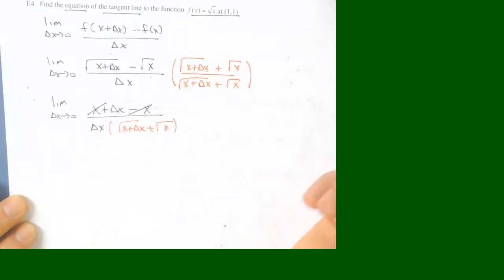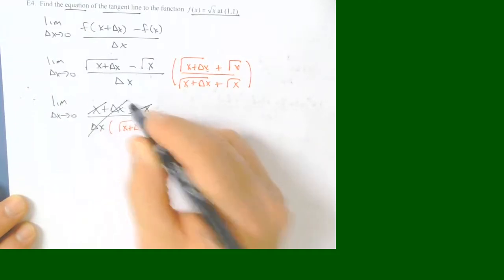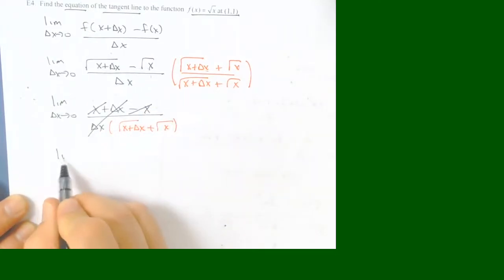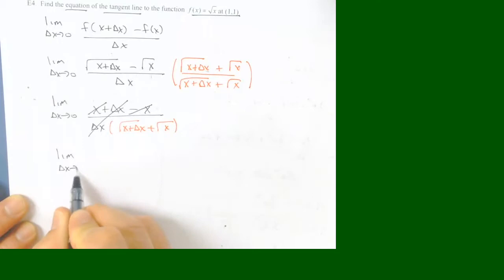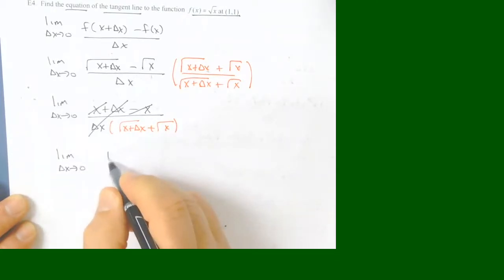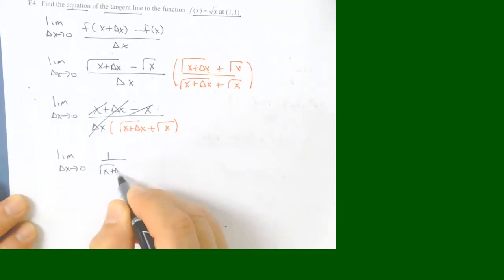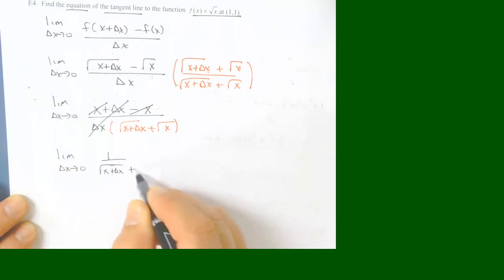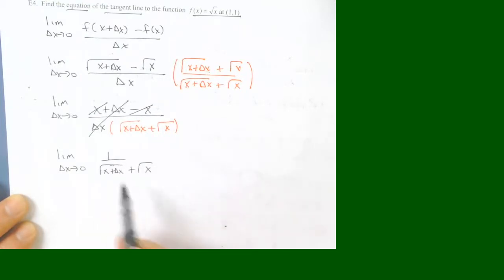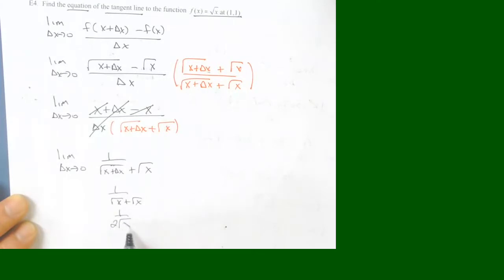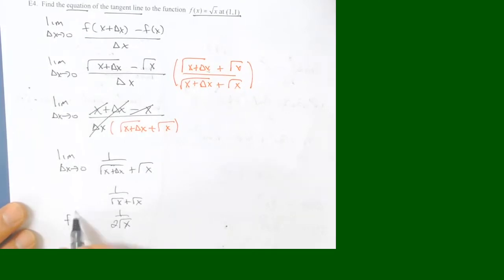X minus x goes away. Delta x cancels delta x. The limit as delta x goes to 0 of 1 over root of x plus delta x plus root x. I haven't applied the limit yet. Now I will. 1 over root x plus root x is 1 over 2 times the square root of x. That is f prime of x.